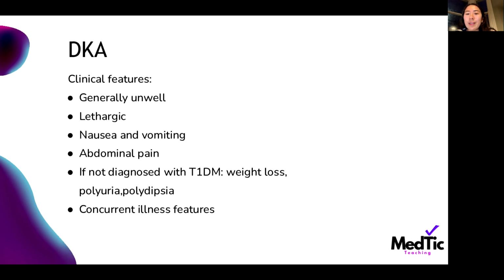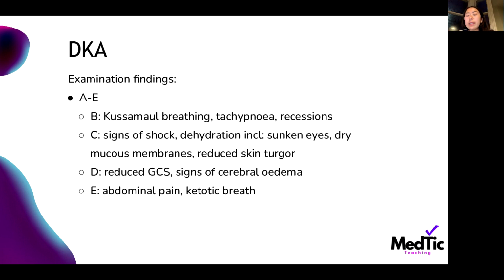So you're going to find that the child is lethargic, generally unwell, with abdominal pain. If they've not already been diagnosed with type 1 diabetes, they might have shown signs of type 1 diabetes in the preceding weeks, and concurrent illness as well. And then I suppose some key examination findings. So Kussmaul breathing, I think, is a very classic buzzword there. You're going to find really deep breathing, and they're just trying to get rid of the ketones. They're going to be breathing quickly.